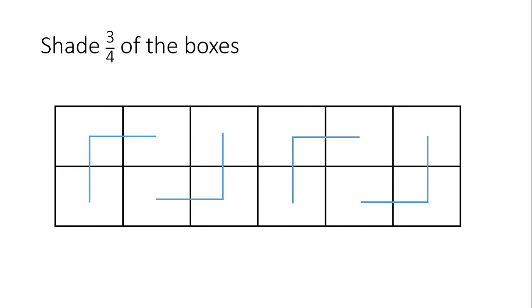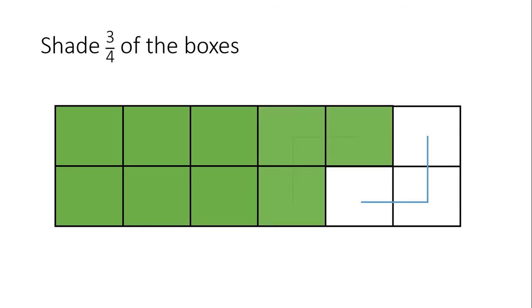And how many should I shade in? The numerator says 3. 3 out of the 4 groups. So I'll shade in 1, 2, 3. And the last one stays white. Again, I haven't said there are 4 boxes and 3 of them are shaded in. I'm saying I've shaded in 3/4 of the groups.